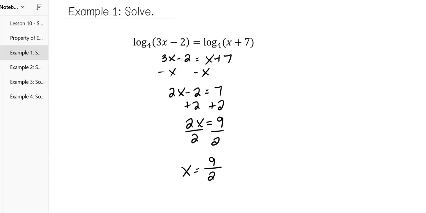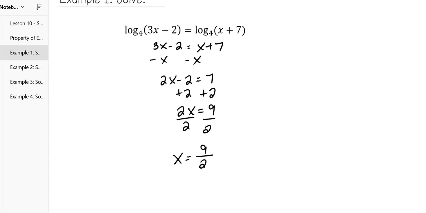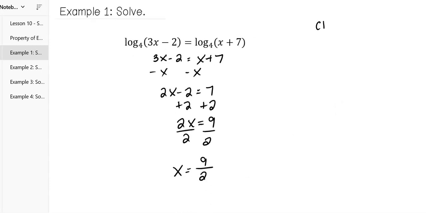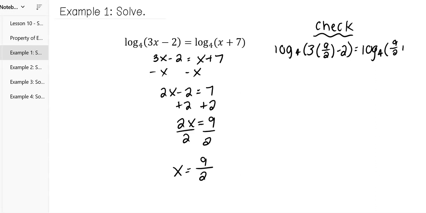Okay, we can't necessarily indicate that that is the answer quite yet. We want to check to make sure that when we plug it back in, that value that we get for x and y are a positive number other than 1. So your last step here is going to be to check. So we've got log base 4 of 3 times 9 over 2 minus 2 has to equal log base 4 of 9 over 2 plus 7.